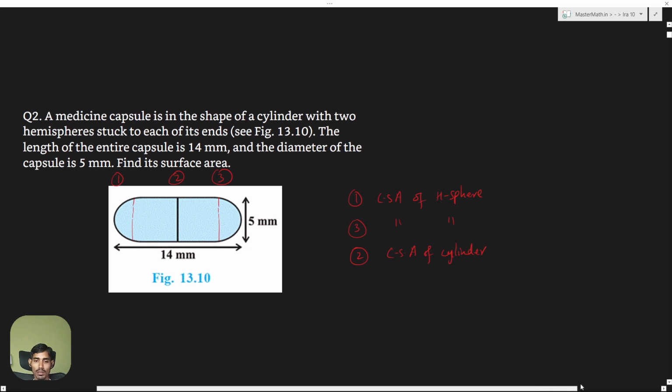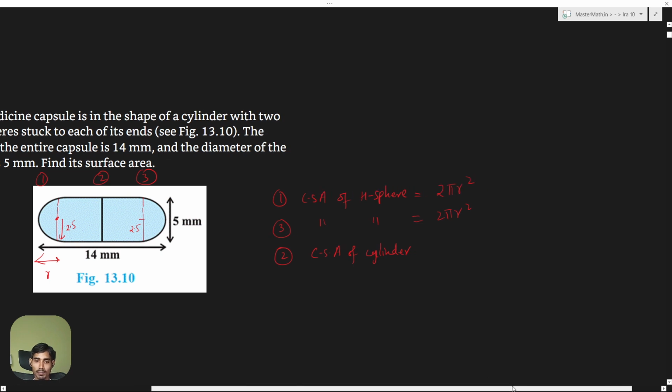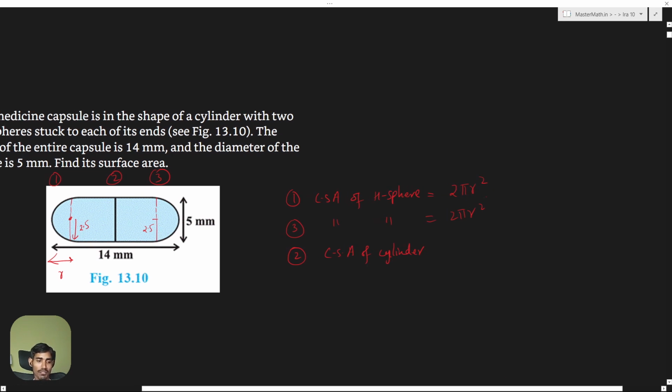Now, what's the formula for CSA of hemisphere? 2 pi r square. Now, what is r here? r is this value, 2.5. So I think we can find that easily.